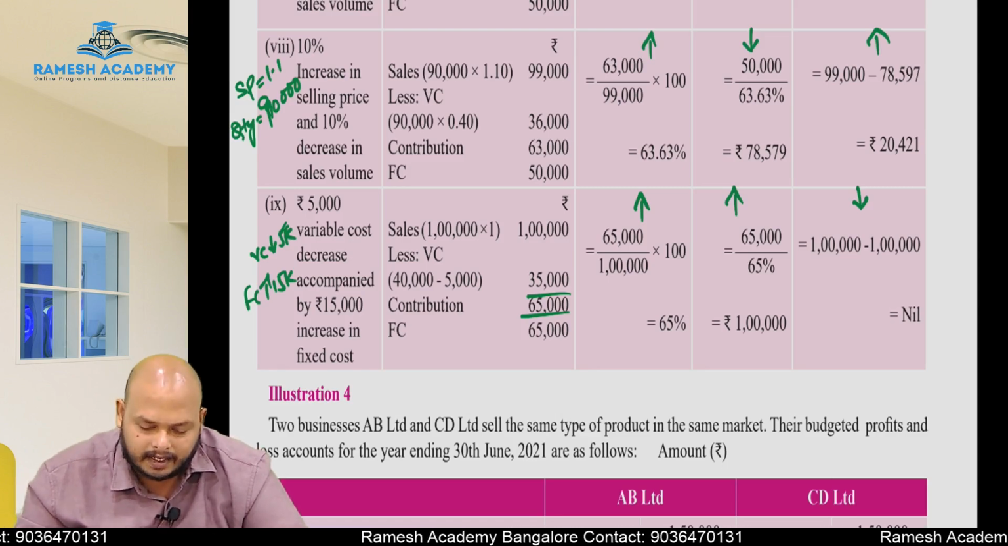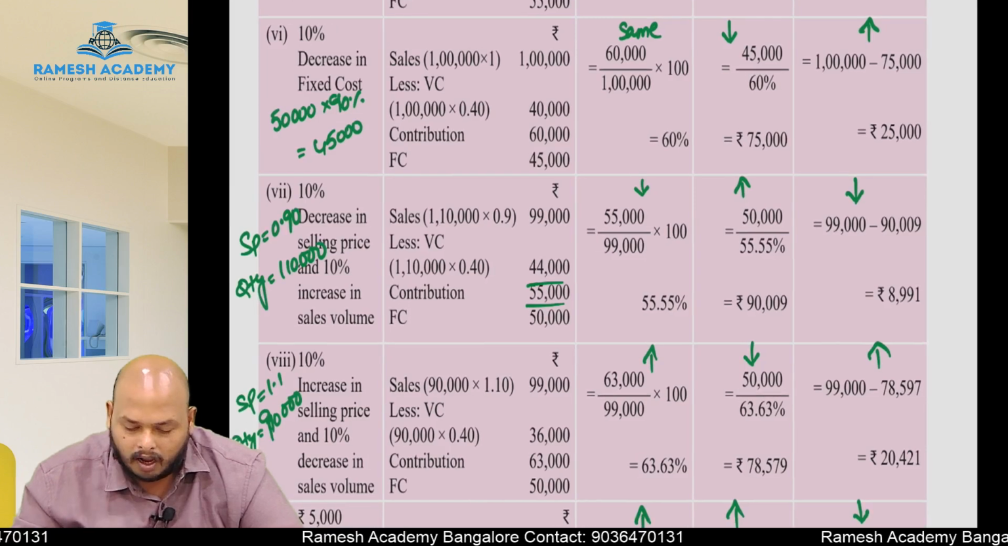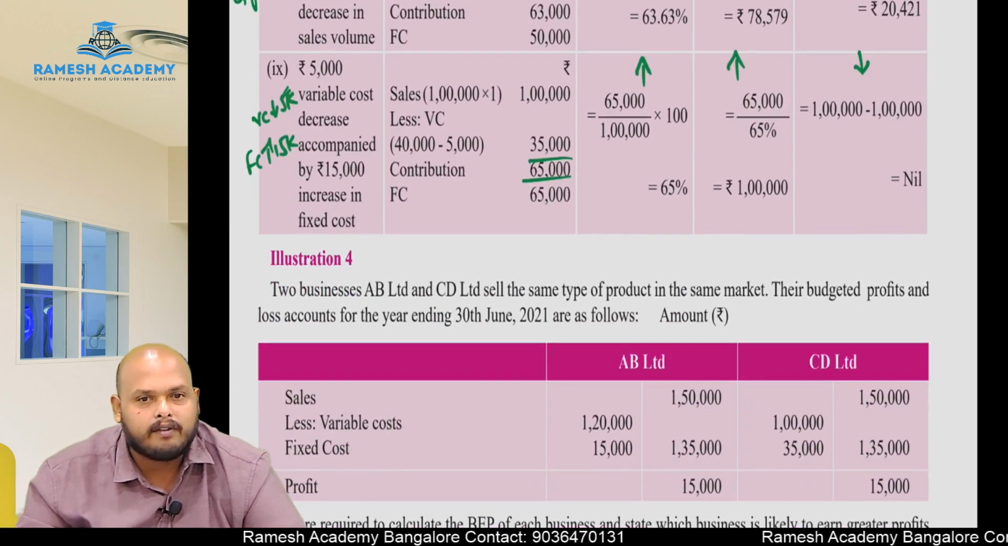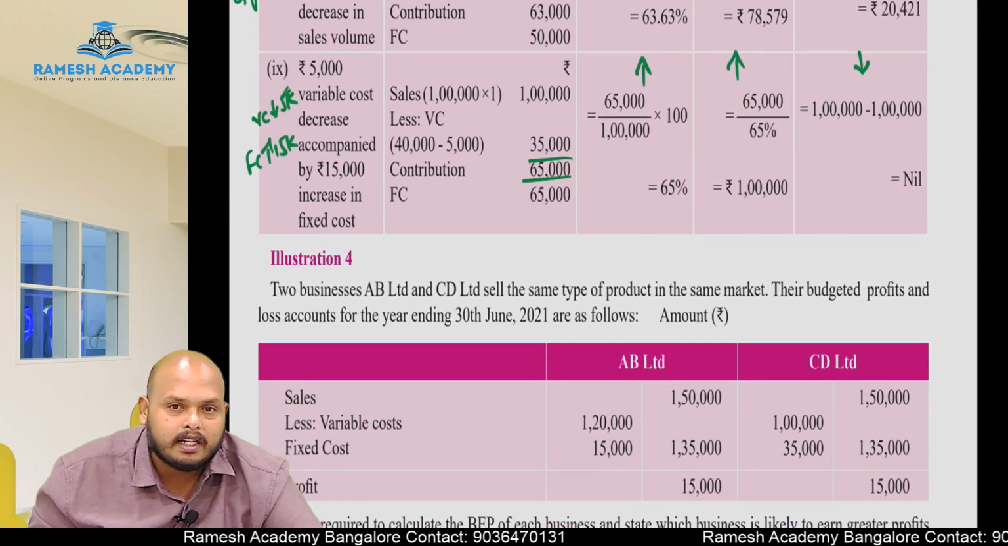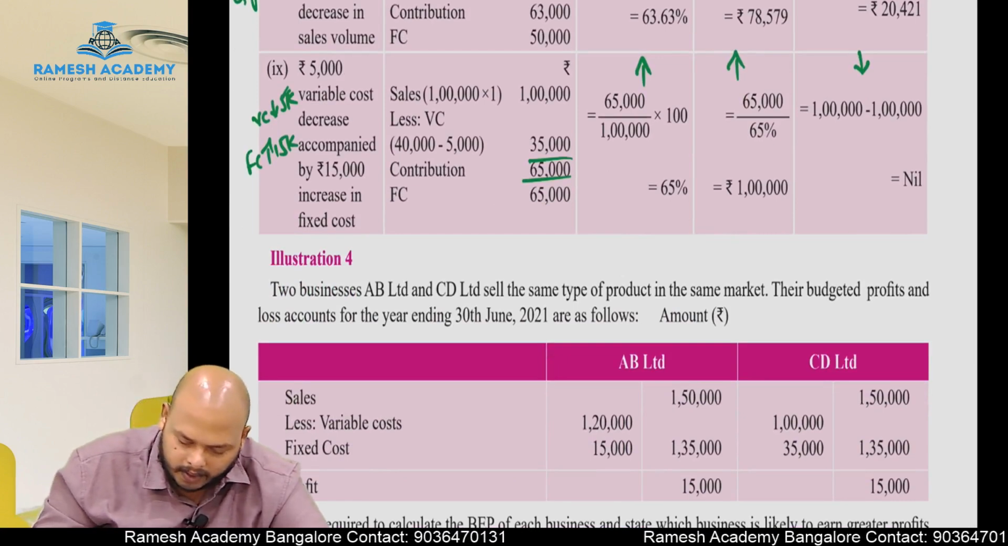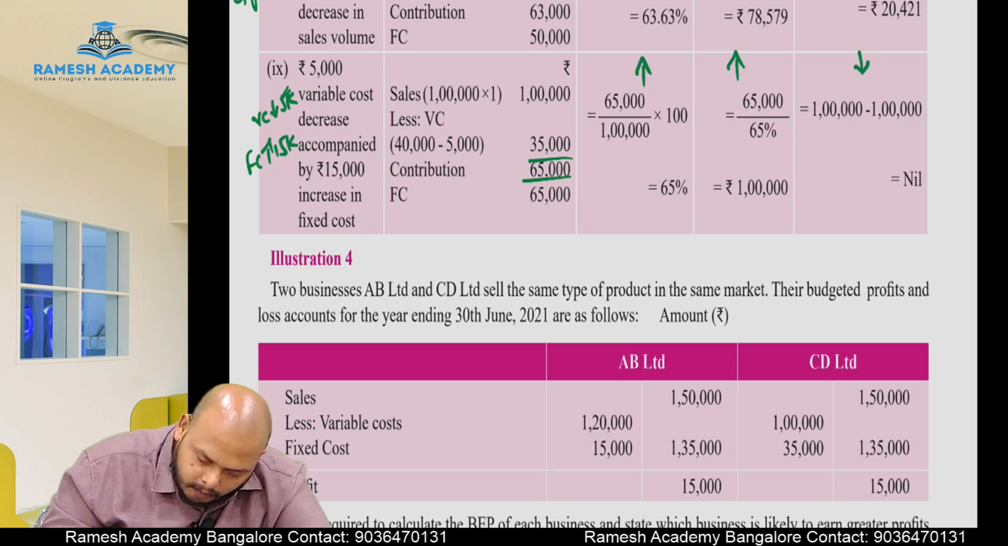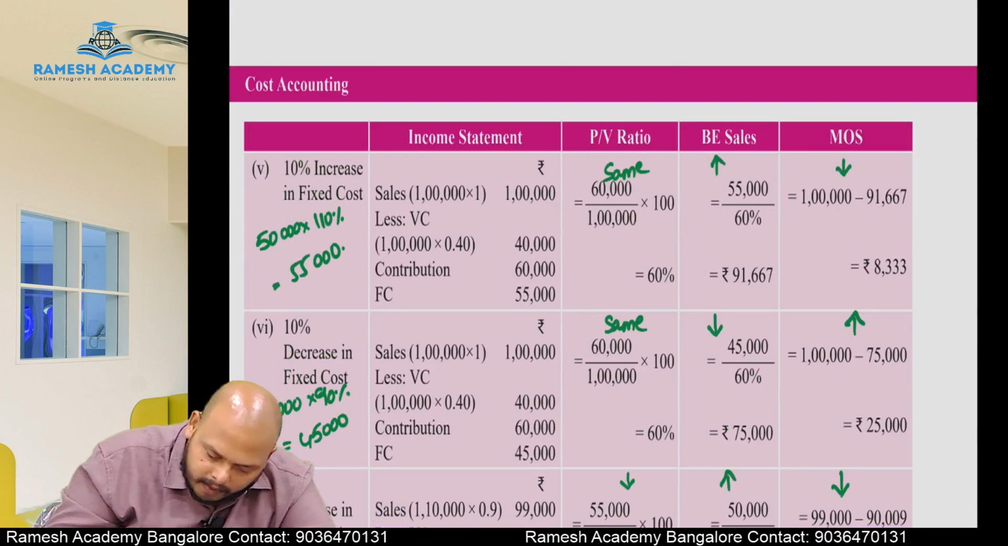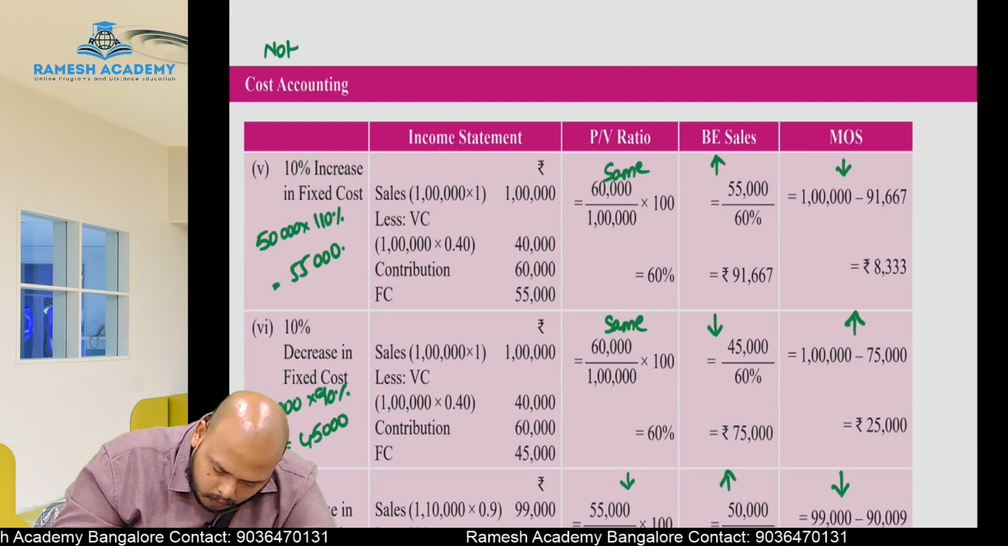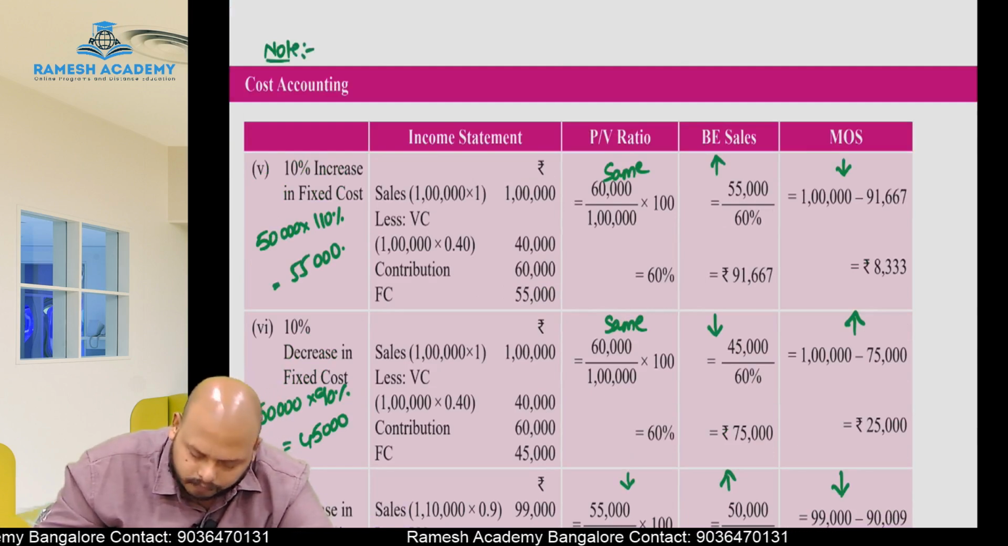Here, finally, after observing all these things, we can tell one thing. We can say the relationship between what? PV ratio and break even point. See here, note.